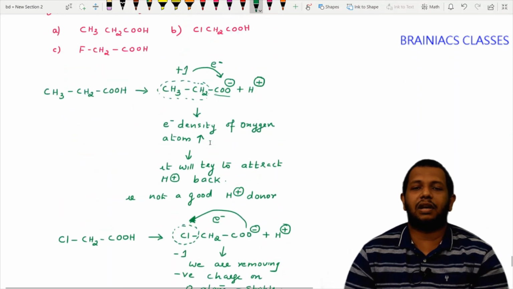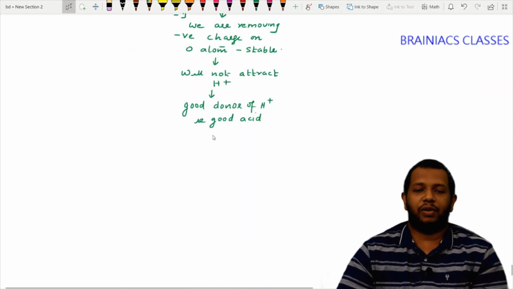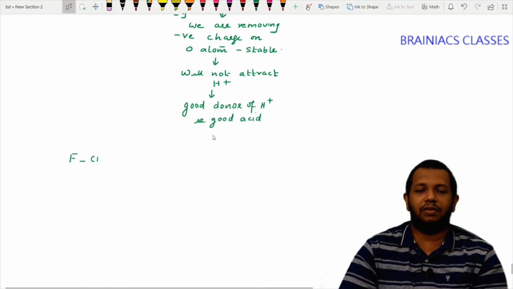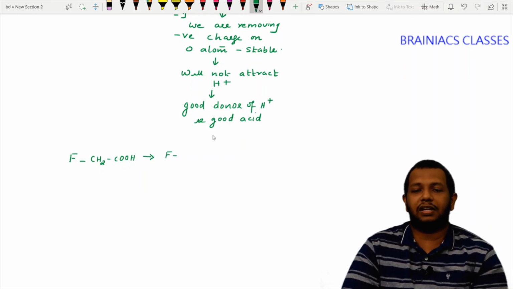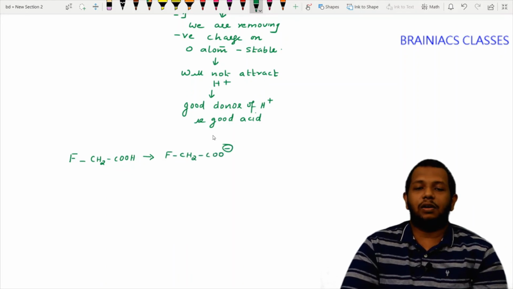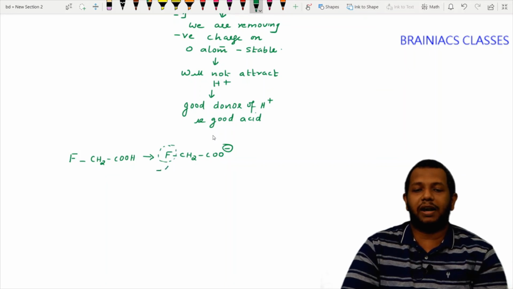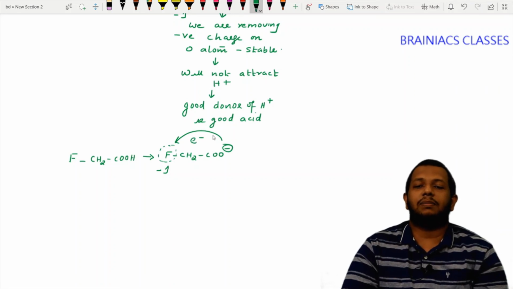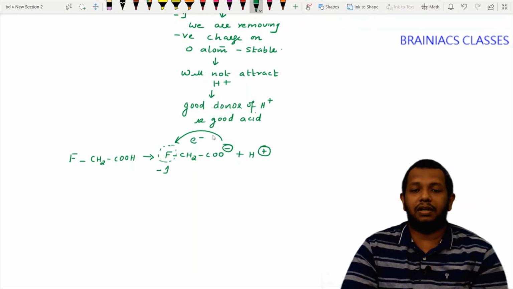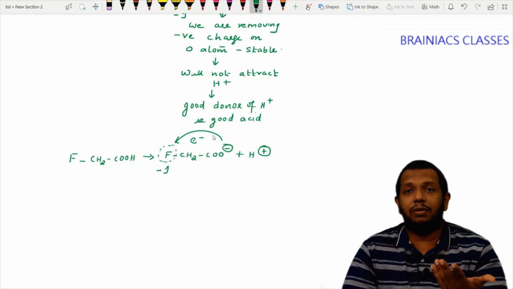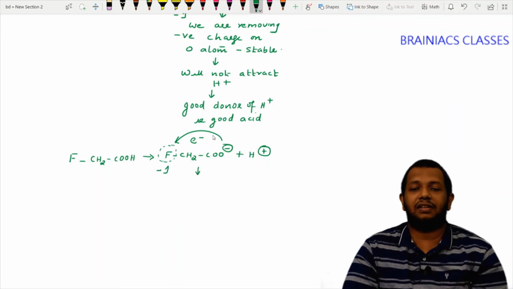In the third one, now you know how to do it. You have fluorine connected, so FCH2COOH. Here also the first step is removing the H plus, so you will get FCH2COO minus. Correct? Now I know that fluorine has a very good minus I effect. So electrons will move towards the fluorine atom, and it becomes more stable. More stable means it will not attract the H plus back. That is, it is a very good acid.